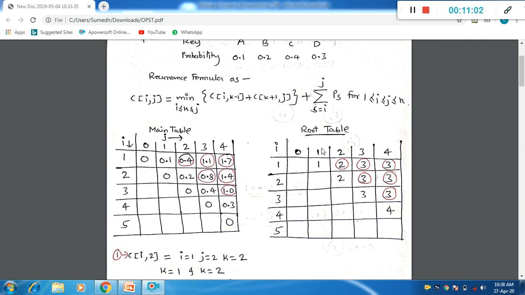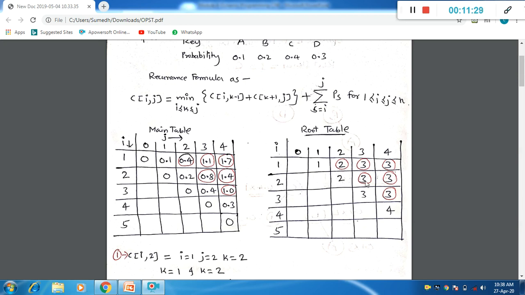Similarly, design another table called the root table. Consider the same j values 0, 1, 2, 3, 4 and i values 1, 2, 3, 4, 5, and initially for each position 1 by 1, 2 by 2 and so on, put the root elements 1, 2, 3 and 4. That is, at the position 1 by 1, consider the root element as 1. To the position 2 by 2, consider the root element as 2.